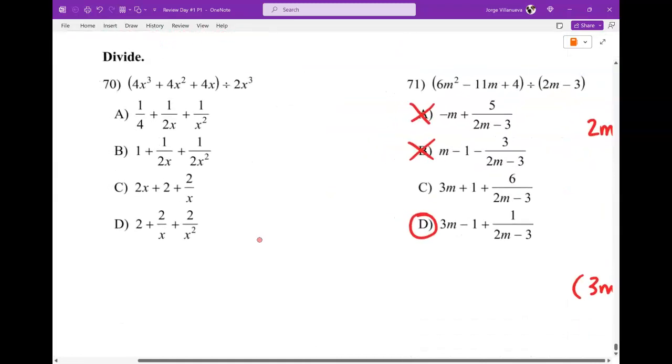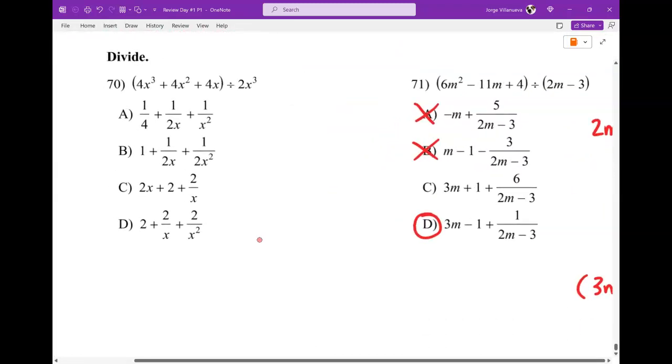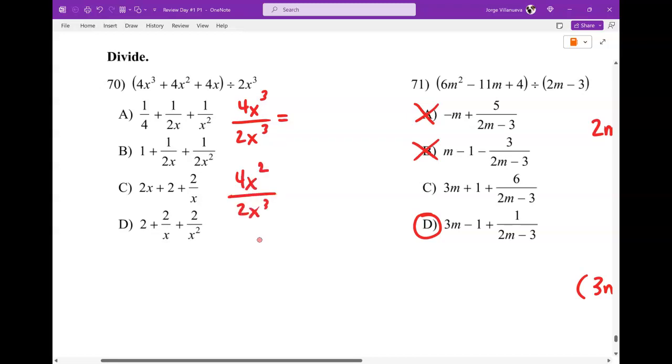So here we go. 70. All you have to do is take, well, actually, I don't know if it's going to be easy because I don't know how much you remember this, but we'll see. You're going to take each term and divide it by your number on the outside. All right. Remember, when you divide the same variables with different powers, you subtract. Remember that. I'll write it up here.